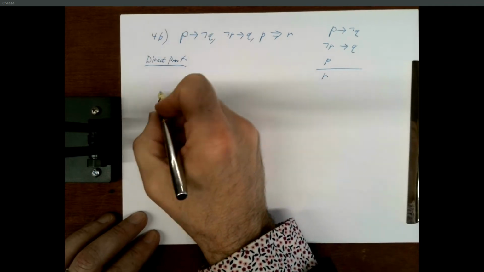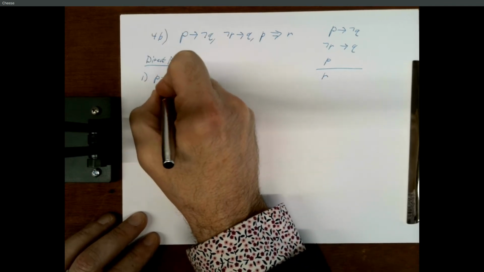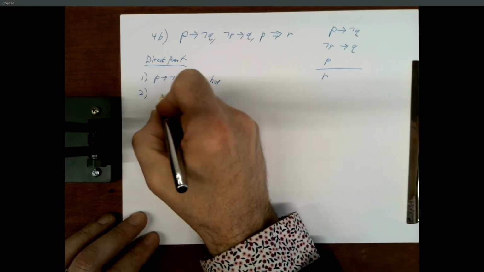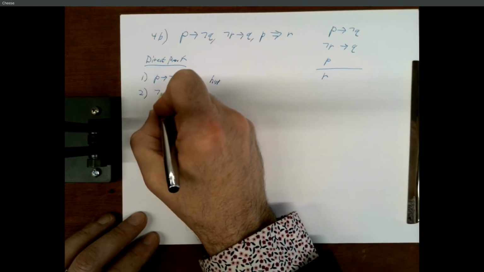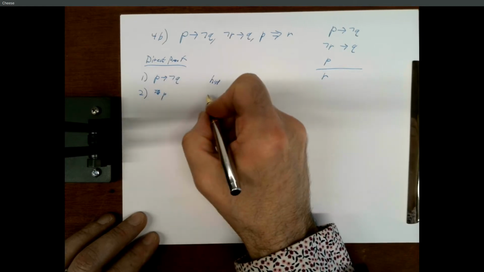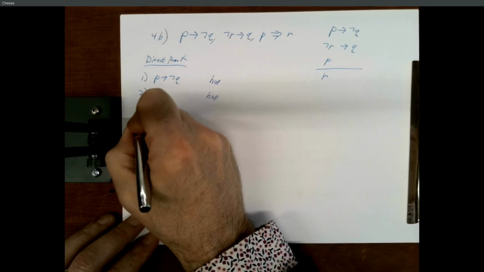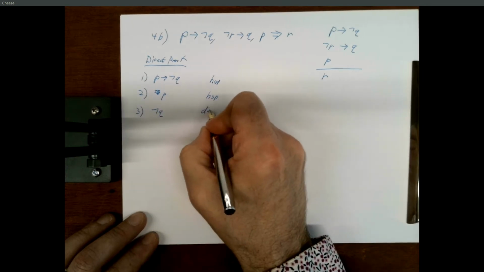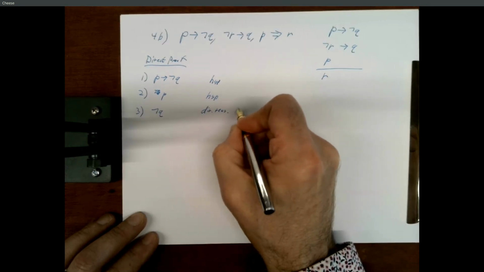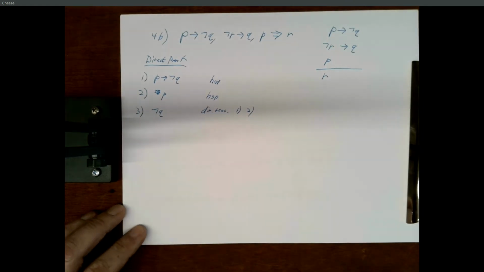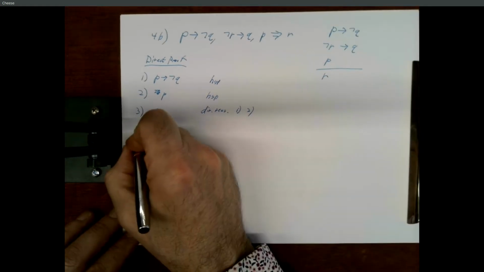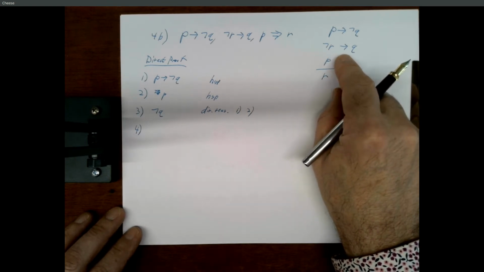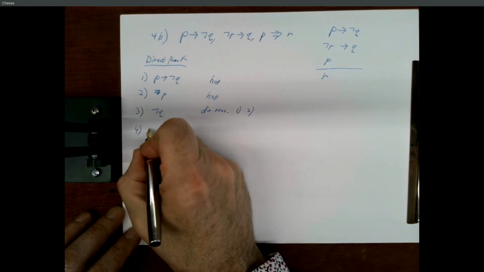So here's a direct proof. 1, P implies not Q. That's a hypothesis. 2, I'm just going to go ahead and do P. That's a hypothesis. And then 3, I'm going to put those together and say not Q. That's direct reasoning of 1 and 2. And then I want to use this middle property, this middle hypothesis. I need to state it. It has to be part of my proof.